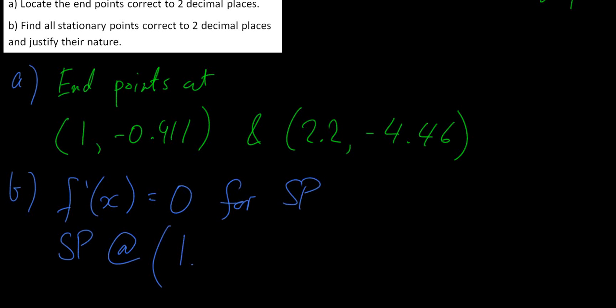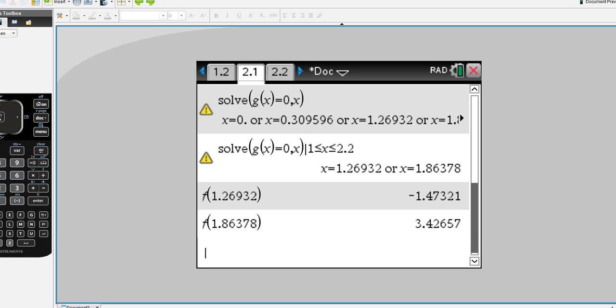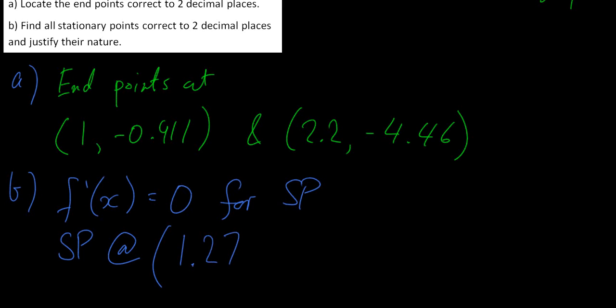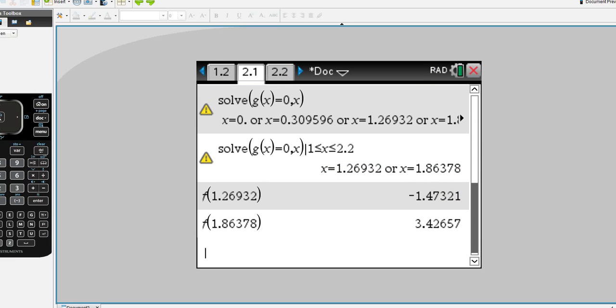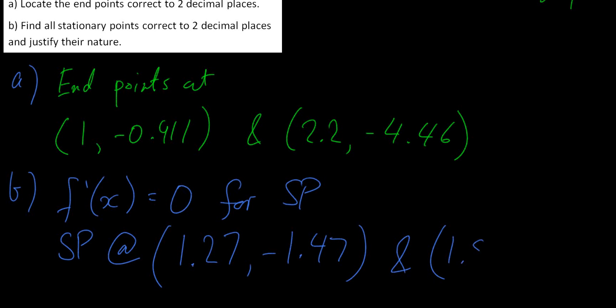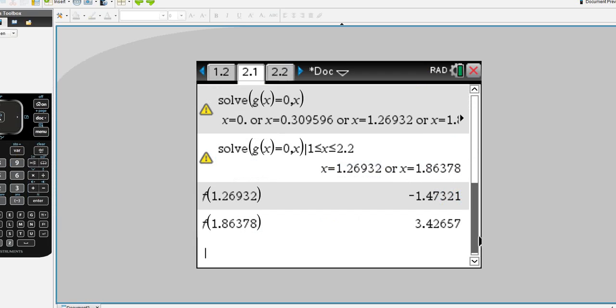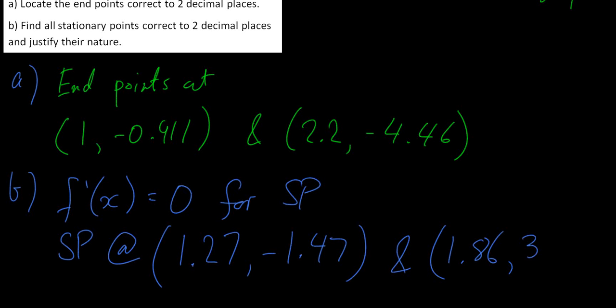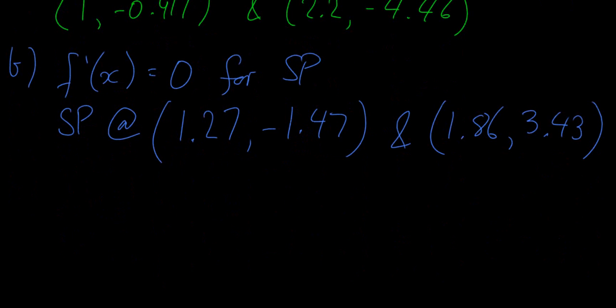Okay, so 1.27ish and negative 1.47. 1.27, negative 1.47, and the other one was 1.86, around 3.43, rounded to two decimal places. Okay, so from over here, of course, just finding the nature of these stationary points requires us to do a nature test. So what we're going to do is draw up a table again.